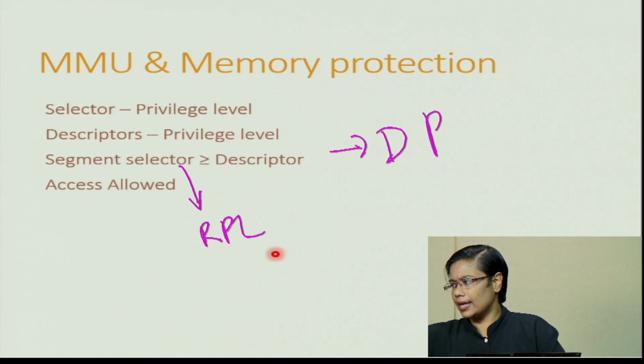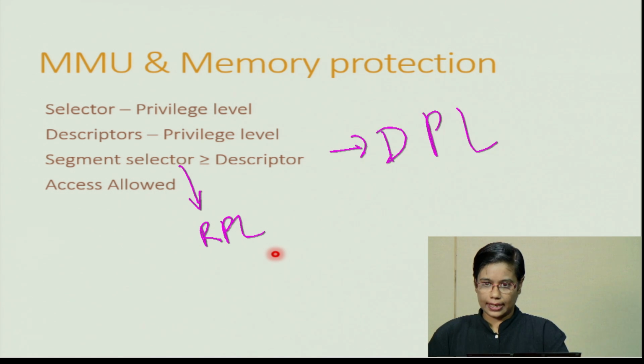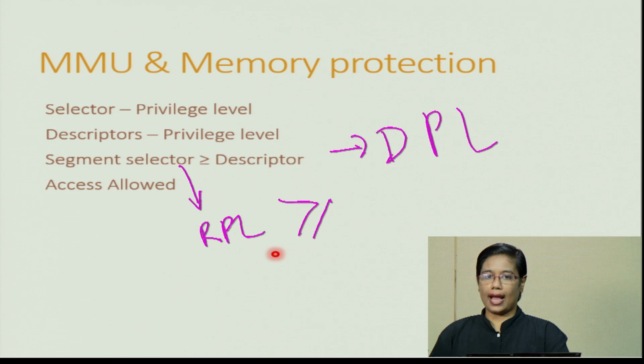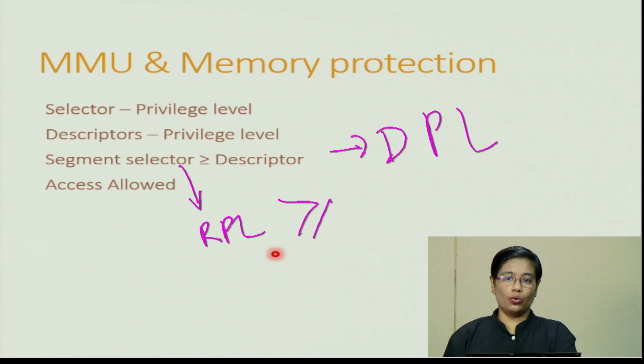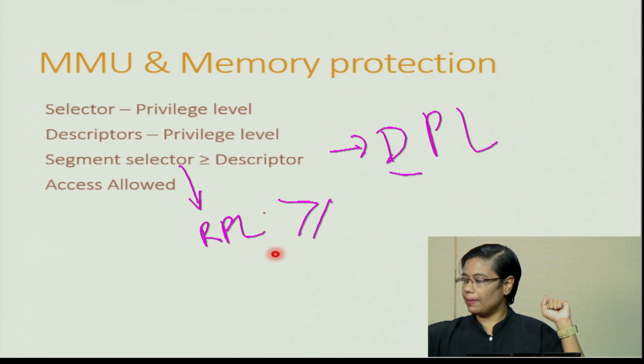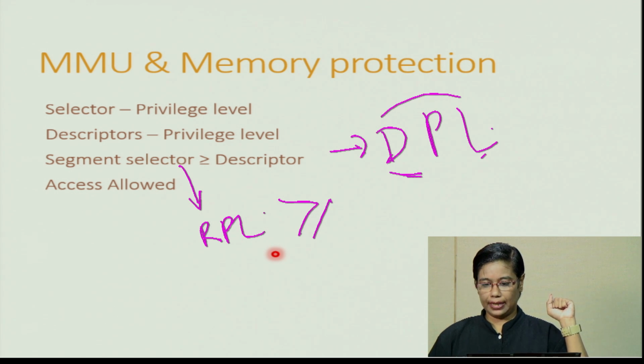We discussed this in the earlier modules itself. This is called RPL, this is called DPL. If the RPL is greater than or equal to the DPL, then access is going to be allowed. So that's how memory protection is implemented by the hardware. Hardware implements memory protection by making use of the RPL and the DPL.